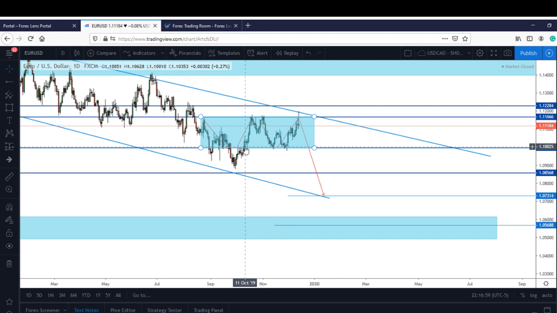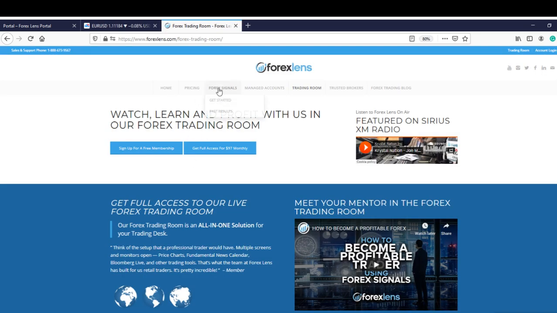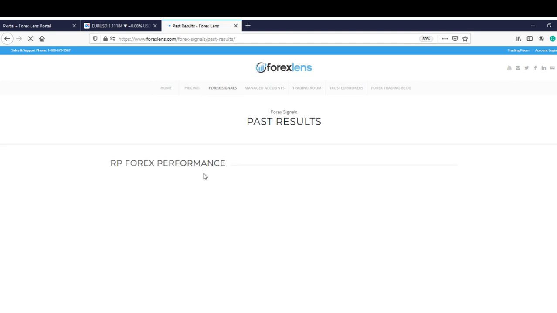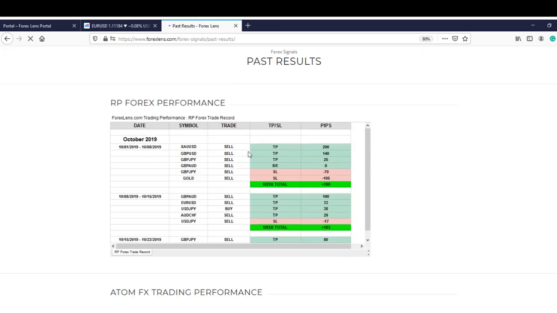So boom, that's how simple it is, and we do this every Monday through Friday, and we've been averaging around 300 pips per week at around 80% accuracy. This week was kind of on and off, but there was a lot of news coming into the way. But the track record is all on our website. You want to see my pip counts, go to our website, Forex Signals, past results, and you'll see my pip counts for the past few months. RP Forex right here, and boom, it's all right there.